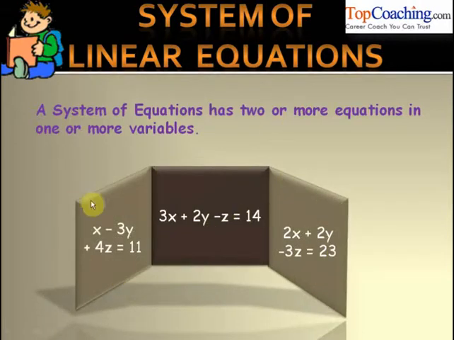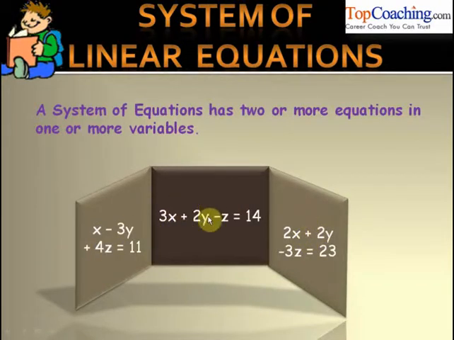So for that, let us consider an example. This represents a system of equations. Now this system has got three individual equations. The first is x minus 3y plus 4z equal to 11. Now this is a linear equation in three variables. The second is 3x plus 2y minus z equal to 14. This is also a linear equation in three variables x, y and z. And the third is 2x plus 2y minus 3z equal to 23. This is also a linear equation in three variables.